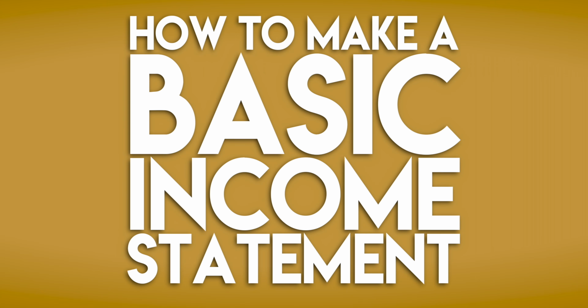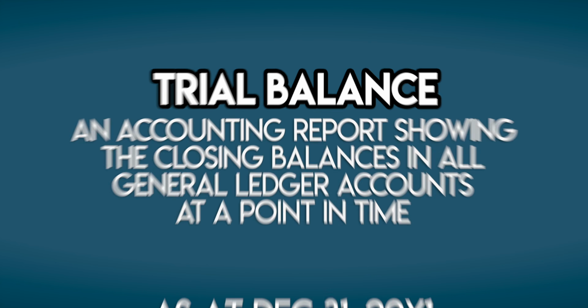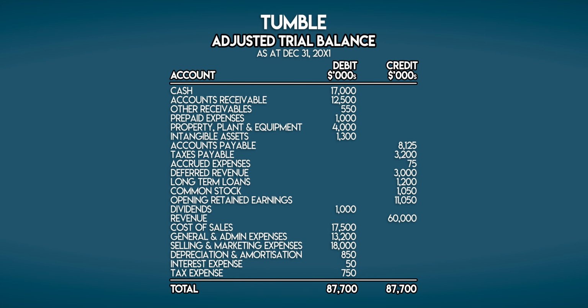How do you make a basic income statement? The first thing you'll need is a trial balance. A trial balance is an accounting report showing the closing balances in all general ledger accounts at a point in time. Here's one for a dating app called Tumble. It's an adjusted trial balance, which means that all of Tumble's adjusting entries have already been posted. And it was run on December 31st, which happens to be the end of Tumble's financial year.